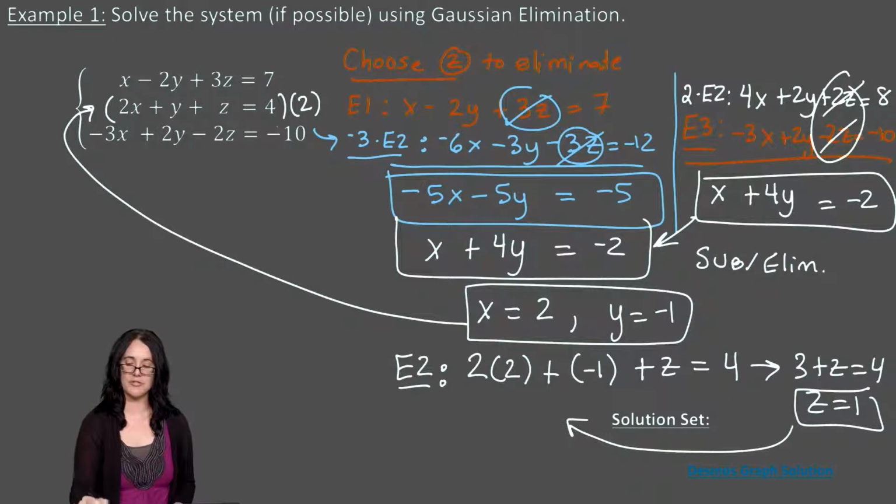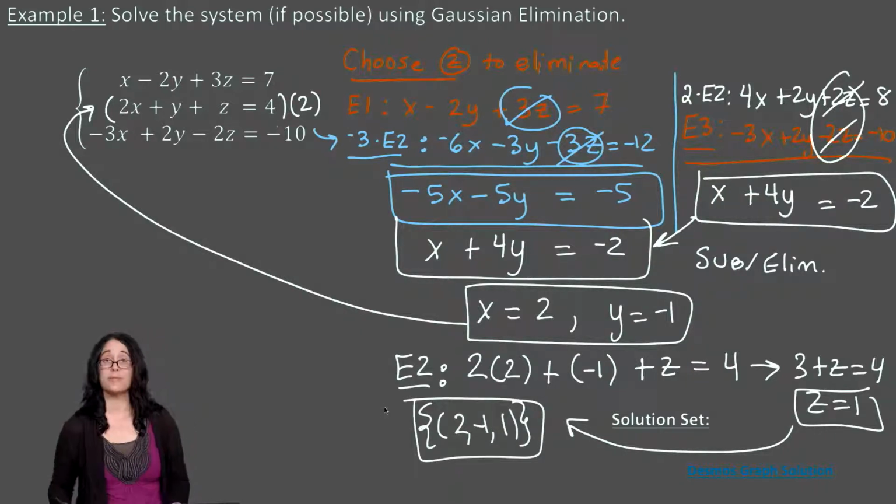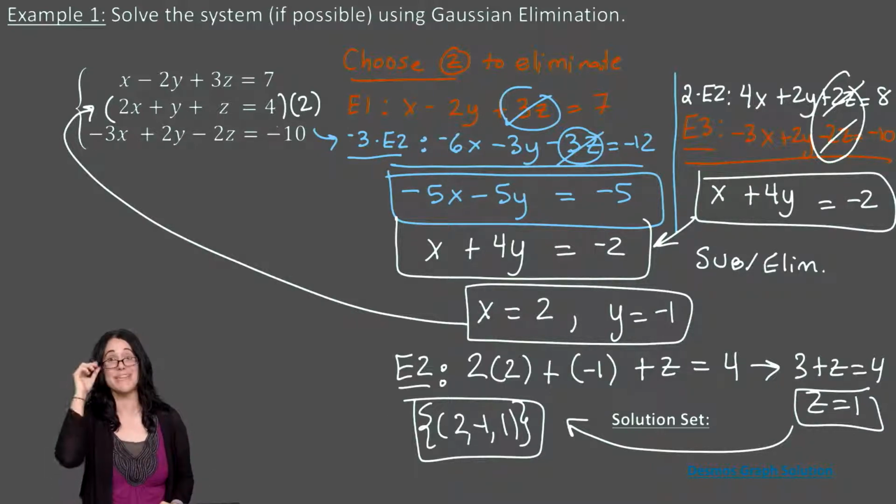So my solution set would be the ordered triple when x is 2, when y is negative 1, and z is 1. That is the only time and space where those three planes are intersecting. So that's that one point where all three constraints are satisfied. So this is a consistent system with one independent solution.